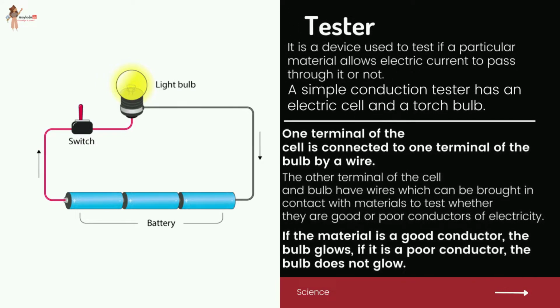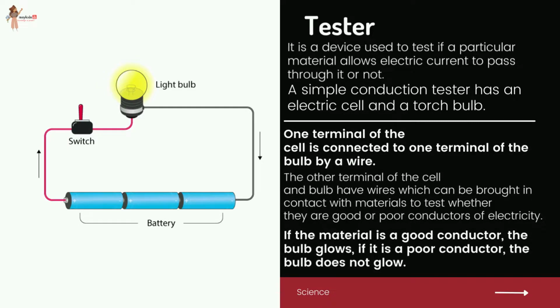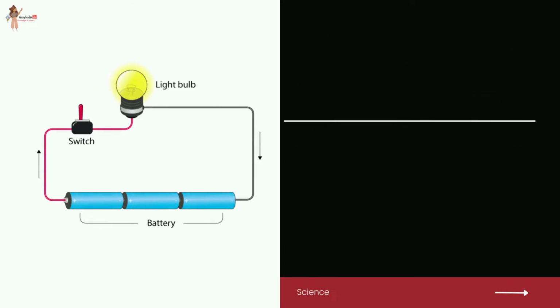What is a tester? A tester is a device used to test if a particular material allows electric current to pass through it or not. A simple conduction tester has an electric cell and a torch bulb. One terminal of the cell is connected to one terminal of the bulb by a wire. The other terminal of the cell and bulb have wires which can be brought in contact with materials to test whether they are good or poor conductors of electricity. If the material is a good conductor, the bulb glows. If it is a poor conductor, the bulb does not glow.